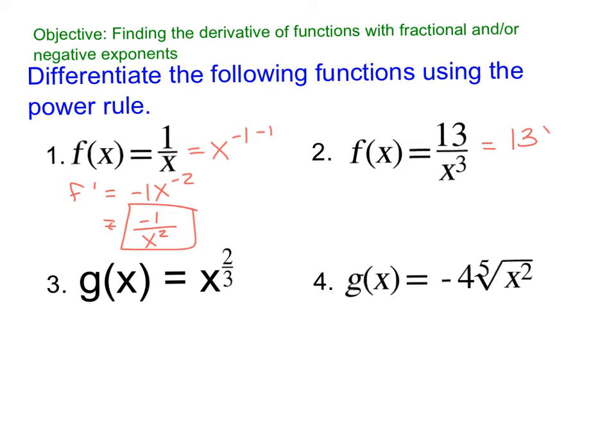Again, I'm going to rewrite it. So that when I take the derivative, I get negative 39 x to the negative 4th.